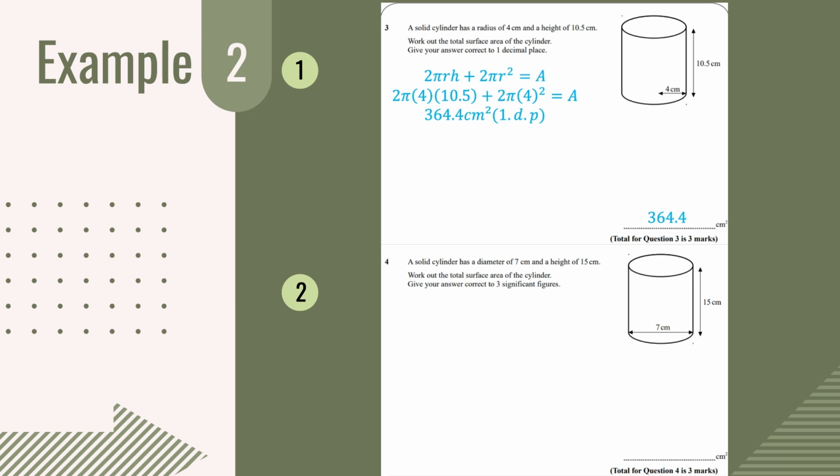So, first we need to make our diameter into our radius, so simply divide by 2, so we get 3.5 centimeters, and then we sub it into the equation. So we write 2 pi times 3.5 times 15 plus 2 pi times 3.5 squared equals our total surface area, and then we round to 3 significant figures, which would be 407 centimeters squared. So we write as our final answer 407.